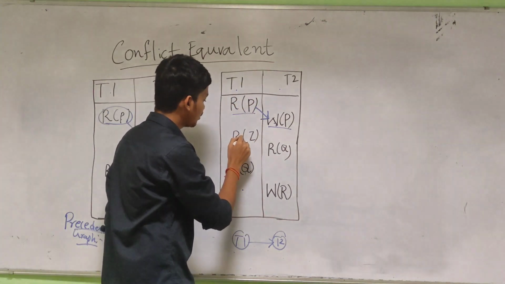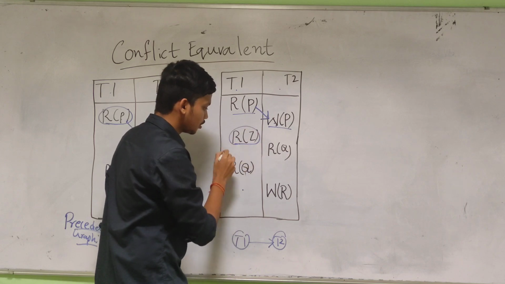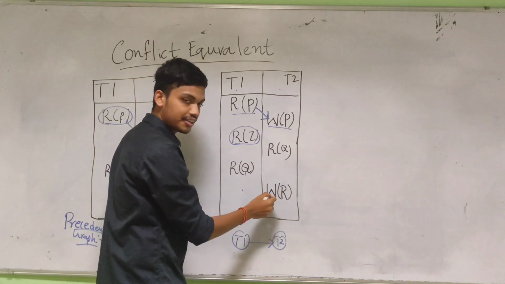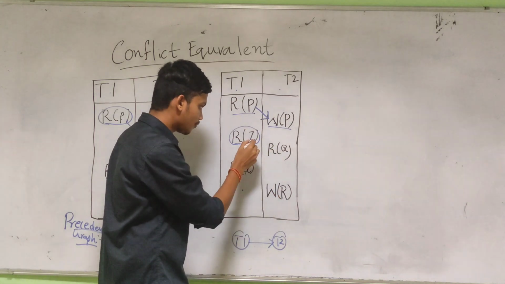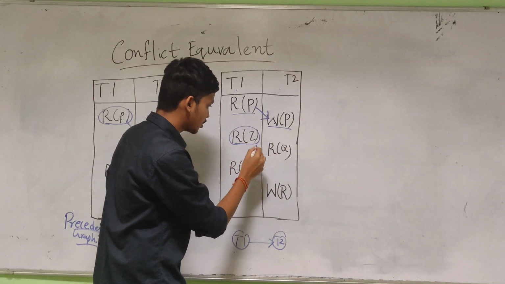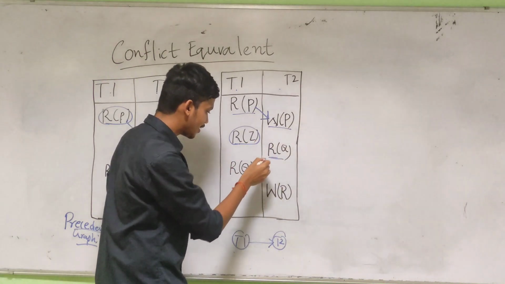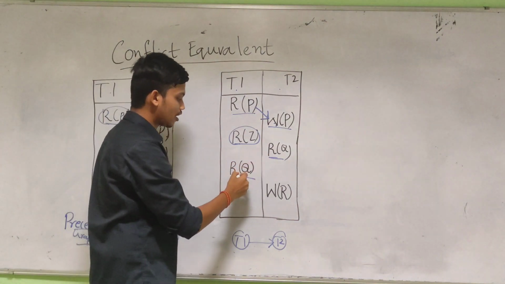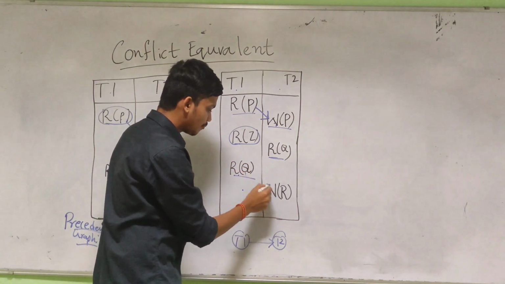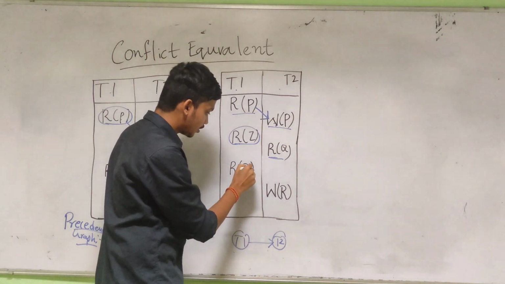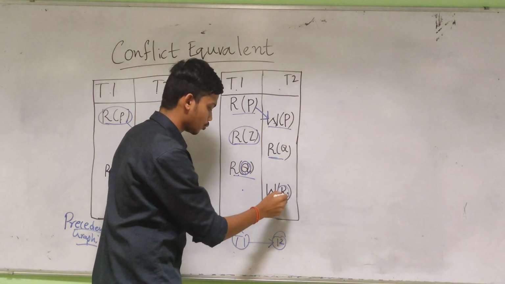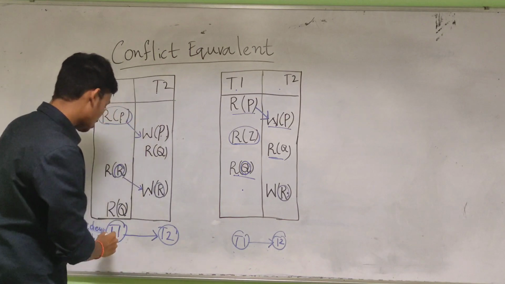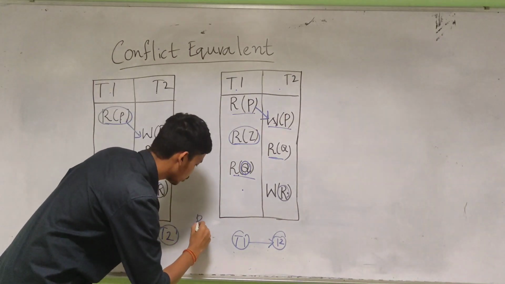Now you check T1 here, read of Z is there. Check for any read or write of Z in this one. You can't find it. Any write of Z? No. Read is there and again read is there. What I told you, at least one write should be there. So there is no conflict here also. Write and read are there, but the data item is different. Here it is R, here it is Q. So here also the precedence graph is T1 to T2.